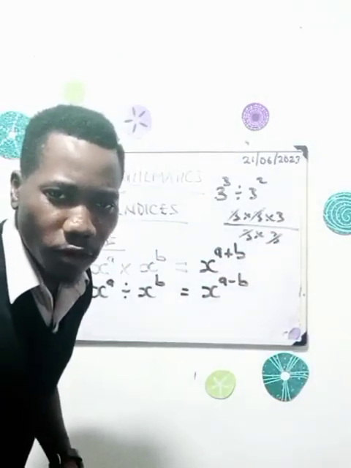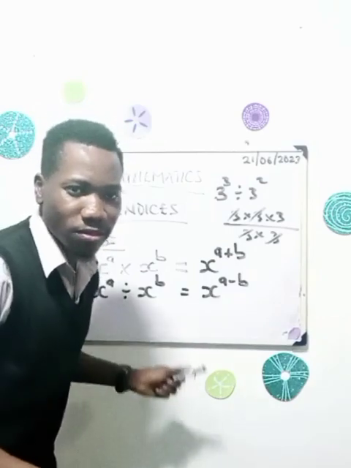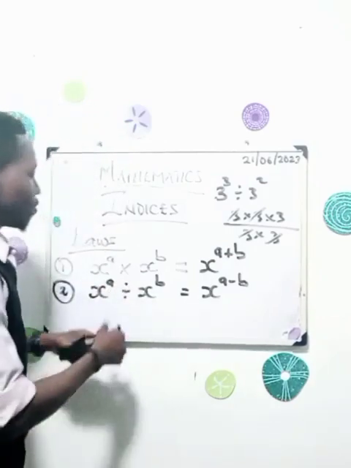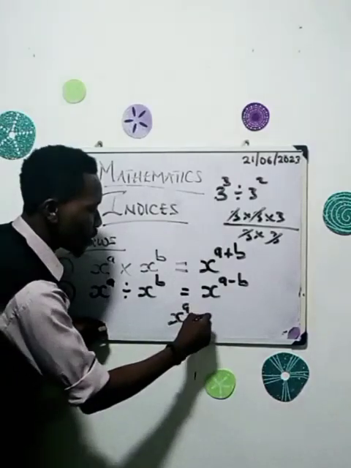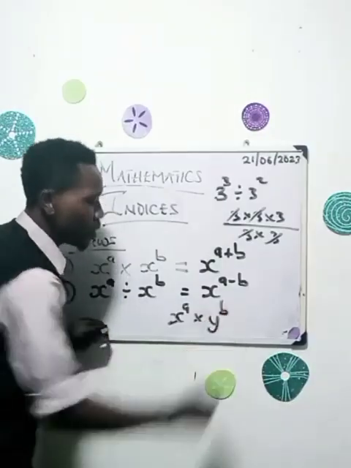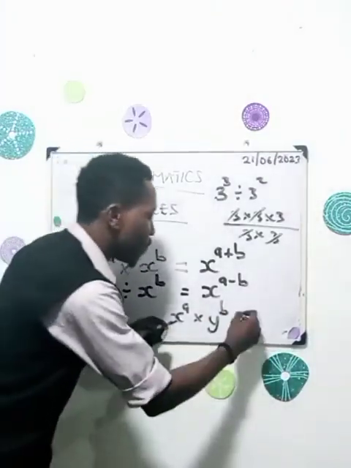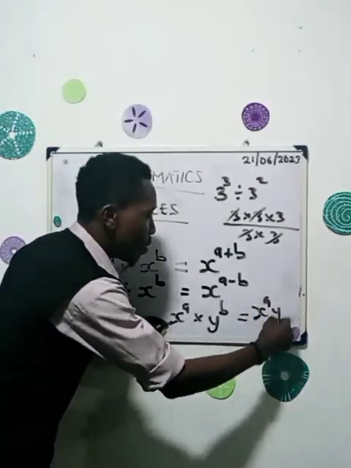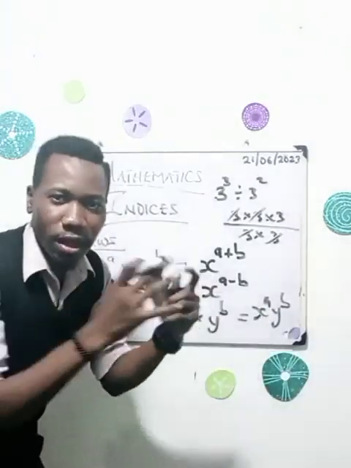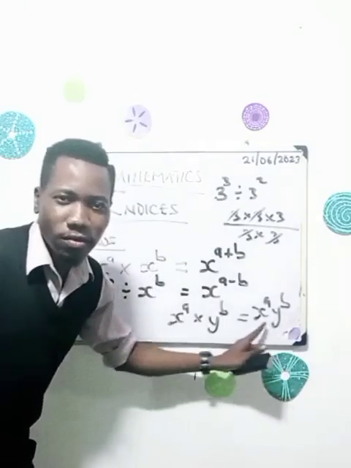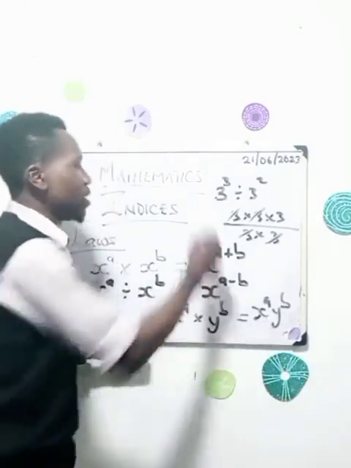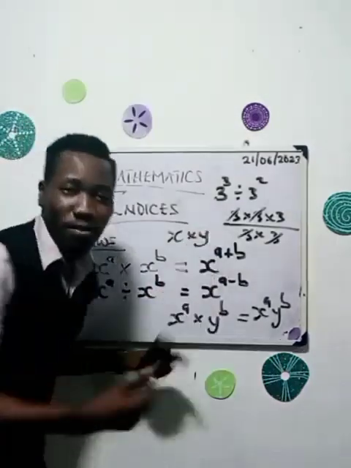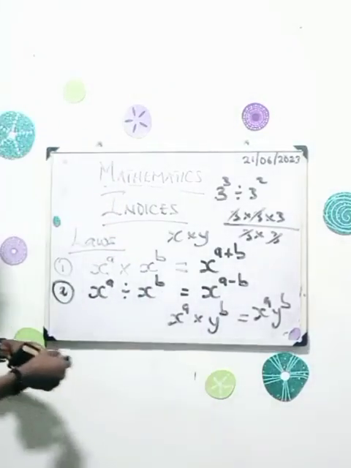If the base is different, what will happen? You cannot do anything. If you have x raised to the power a times y raised to the power b, you are going to have x raised to the power a, y raised to the power b. It's just like x times y, you're going to have xy. Note that.